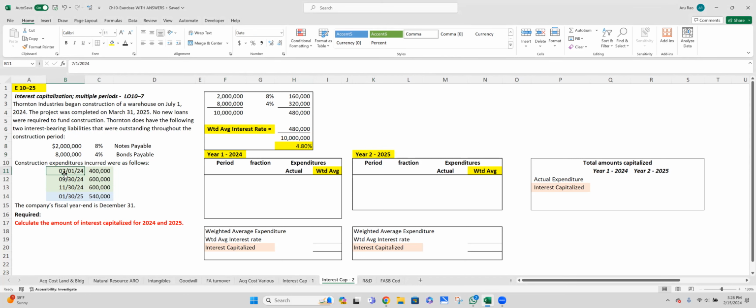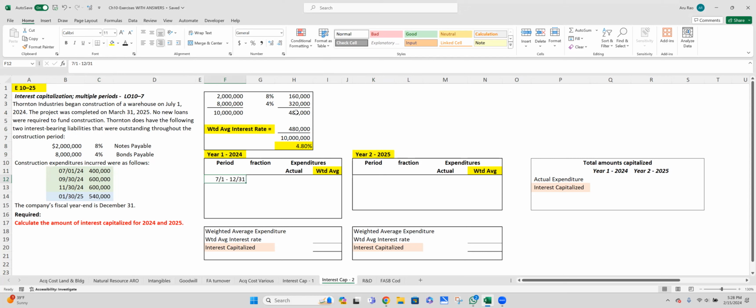So the first expenditure of 400,000, I incurred this the day I started the project, not surprising. Second one was on September 30th and then November 30th. So here what I'm going to do is, instead of the date, write the interest period. Okay, so I can capitalize interest from the day I use that money, 400,000, I spent that money. So not from January 1 when I had the loan.